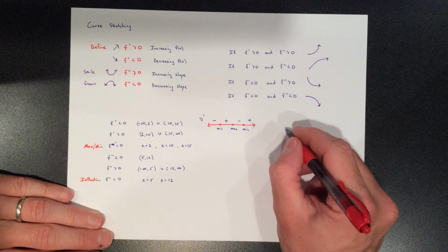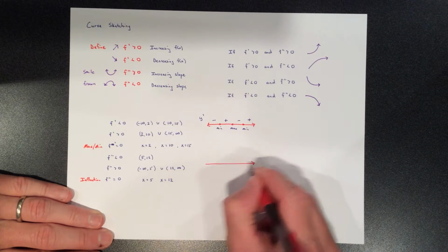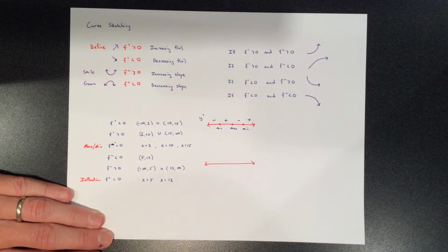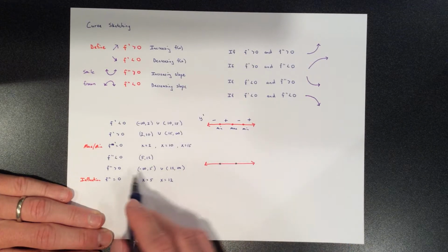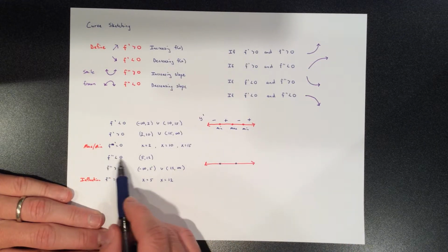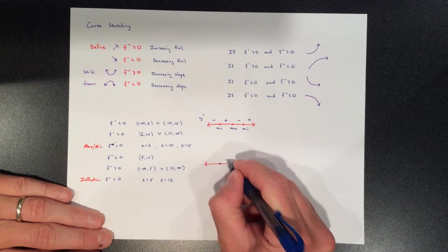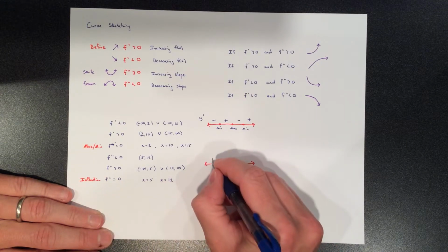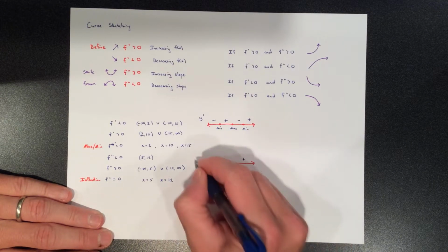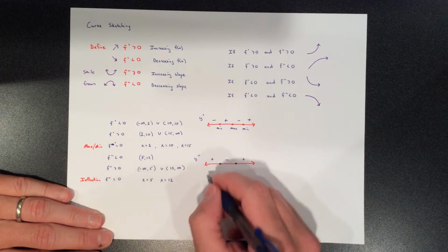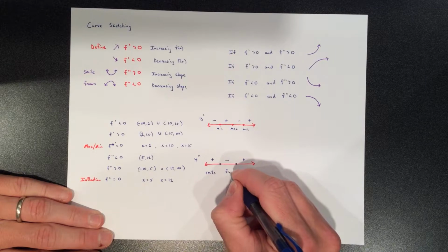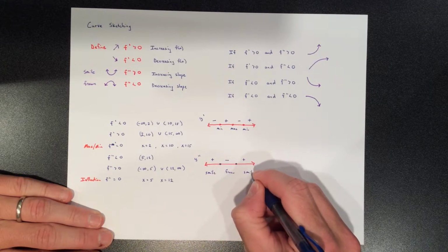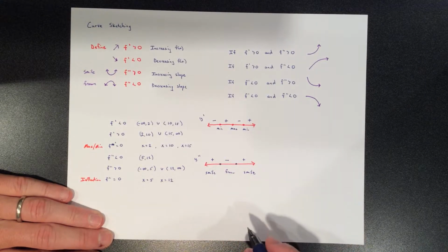Okay, let's look at the second derivative. The second derivative is 0 twice at 5 and 12. Okay, the second derivative is negative between 5 and 12. That's there. The second derivative is positive here and here. Again, this is the second derivative. So I'm smiling, and then frowning, and then I'm smiling. So that's what it kind of has to look like.